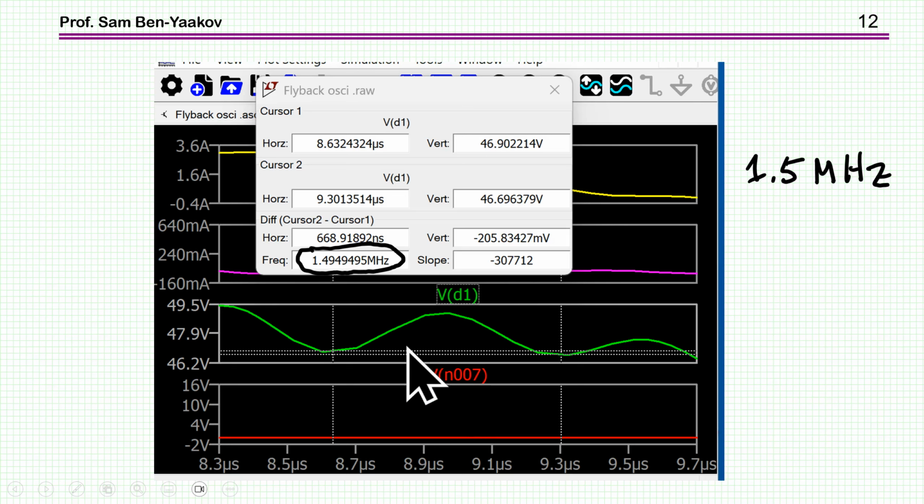So if I add this capacitor, I see that the frequency drops. Well, this is clear because I've added the capacitor to the resonant network, and now it's about 1.5 megahertz.